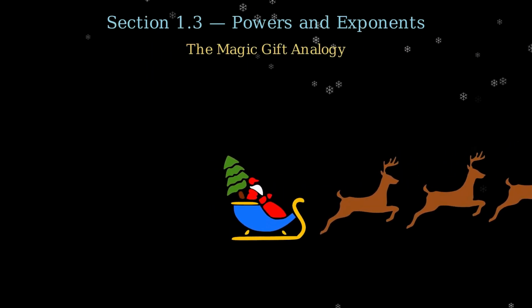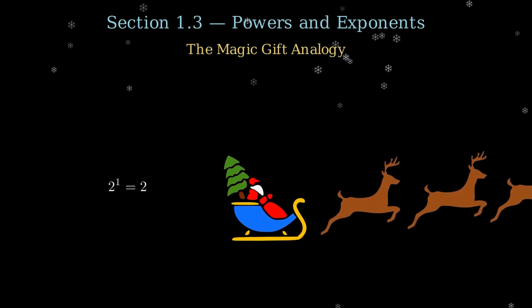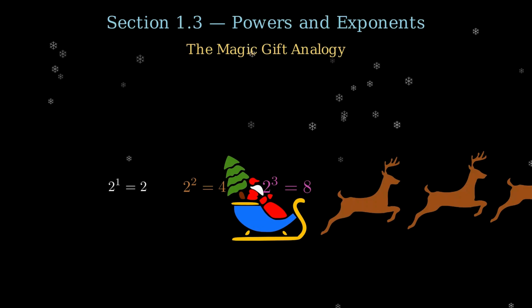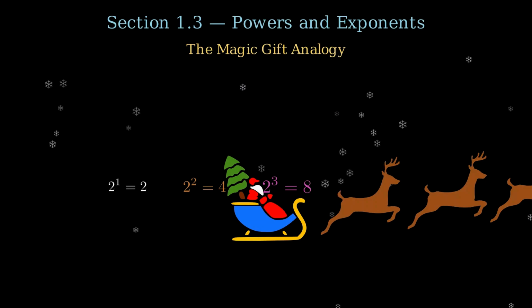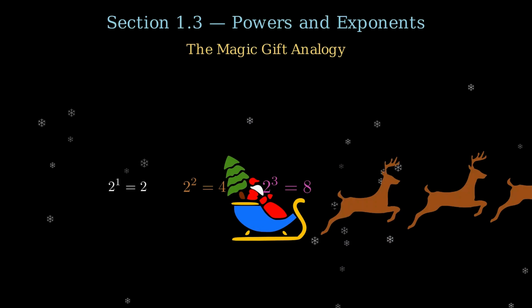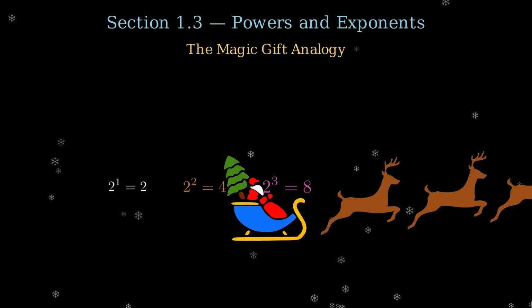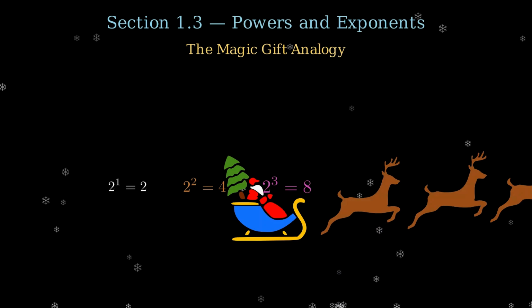Imagine Santa Claus multiplying his magic gift boxes. If he doubles them at each house, 2 squared becomes 4, and 2 cubed rapidly scales to 8. That is the explosive speed of repeated multiplications.